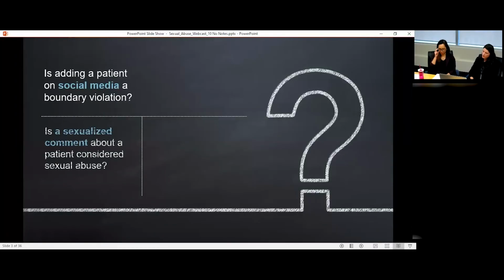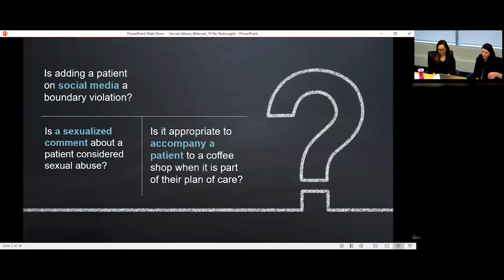In today's presentation, we would like to keep these questions in mind. Is adding a patient on social media a boundary violation? Is it appropriate to accompany a patient to a coffee shop when it is part of their plan of care? Is a sexualized comment about a patient considered sexual abuse? Later on in the presentation, we will discuss these topic areas in some case studies.